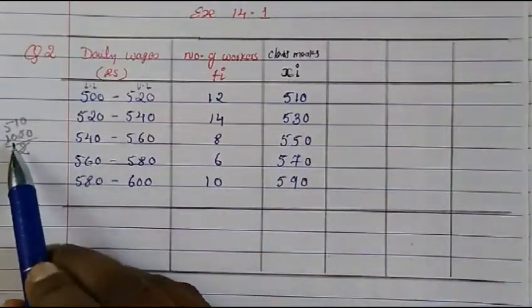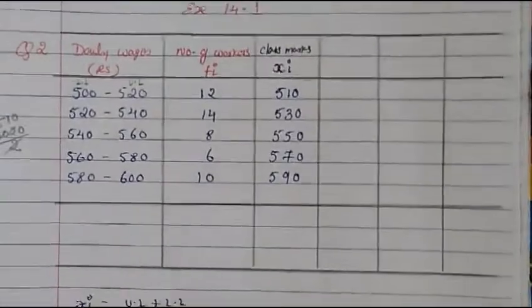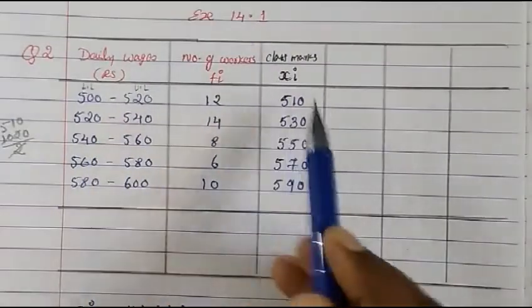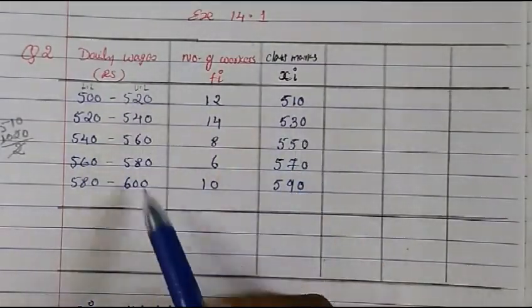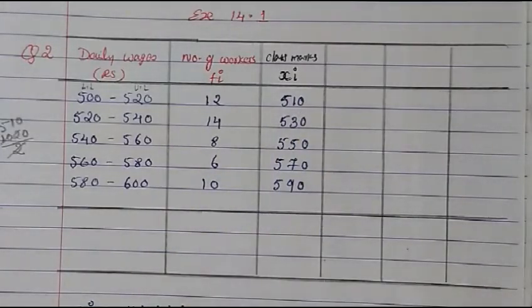No need to do all this calculation. Just do the first part, then go on adding the class interval. So that is xi.